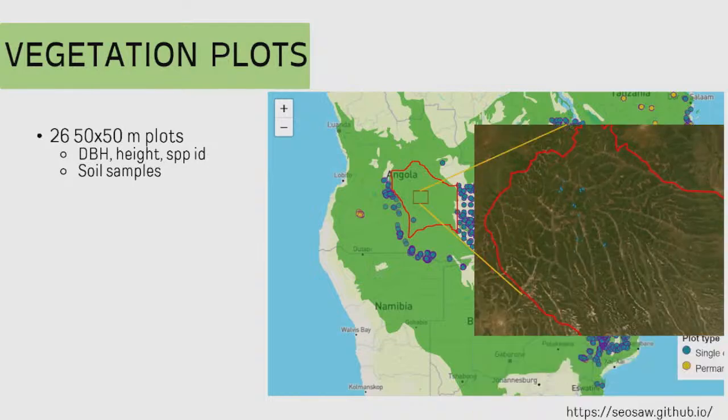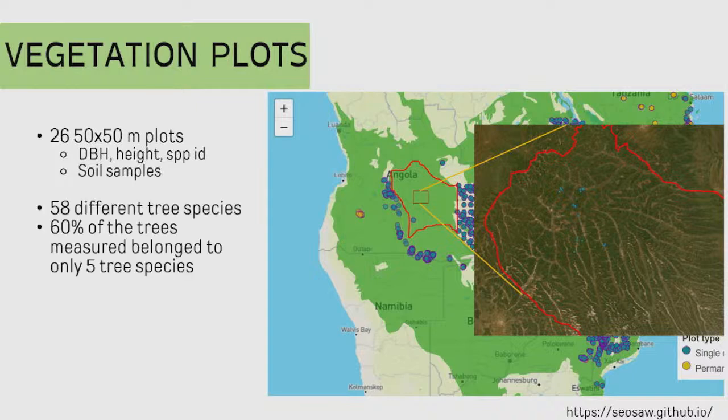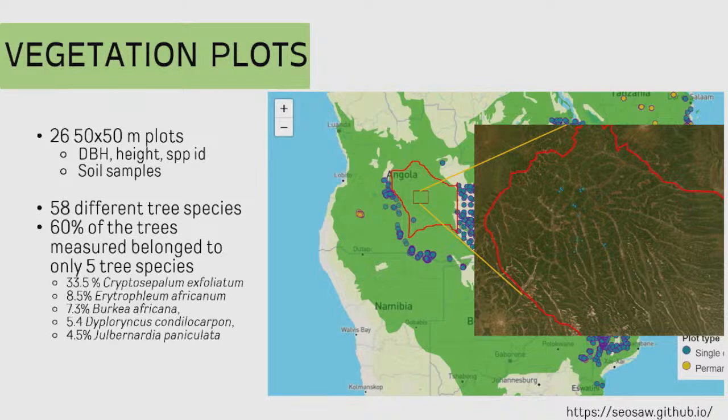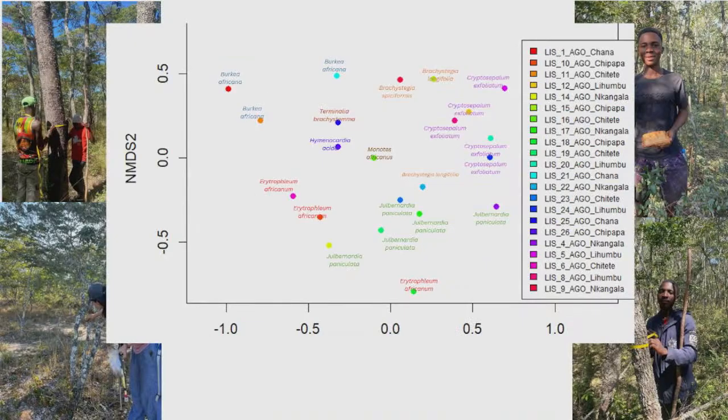This is how the area of the distribution of the plot. 58 different tree species were identified. Basically, I could say that 60% of these trees are Cryptocephalum, Erythrophilium, Burkea africana, Dicostraxis, and Jubernadia, but I call your attention to Cryptocephalum. And it's mainly 20 species that made up 90% of the area that was measured.